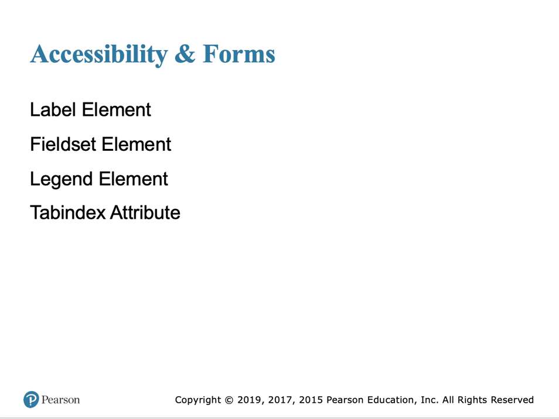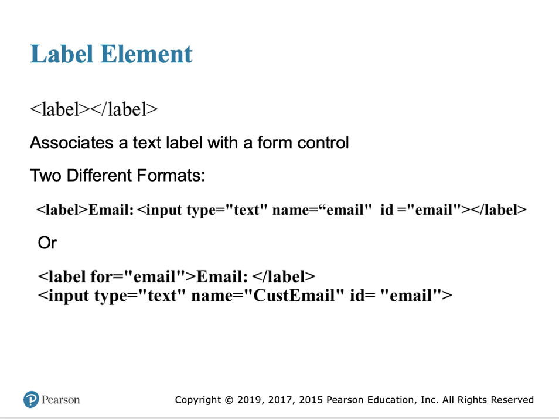Up to this point, we have learned form basics. Now we are going to explore techniques to increase the accessibility of form controls, including the label element, fieldset element, legend element, and the tabindex attribute. The label element is a container tag that associates a text description with a form control. This is helpful to visually challenged individuals who are using assistive technology such as a screen reader to match up the text descriptions on forms with their corresponding form controls.